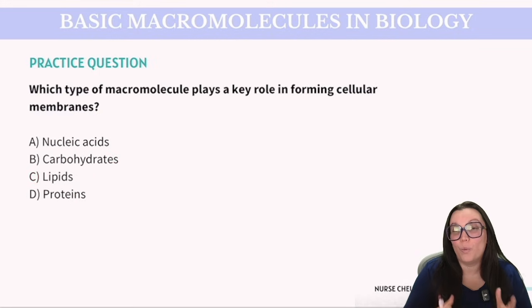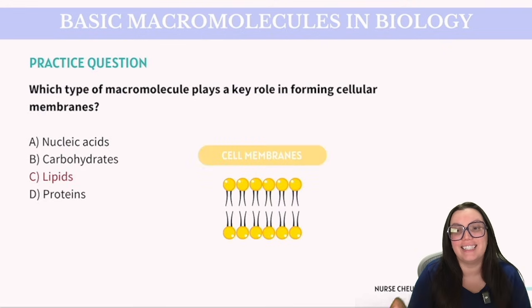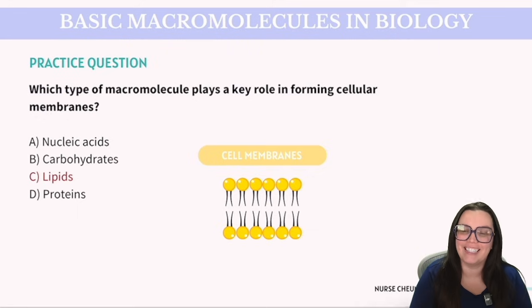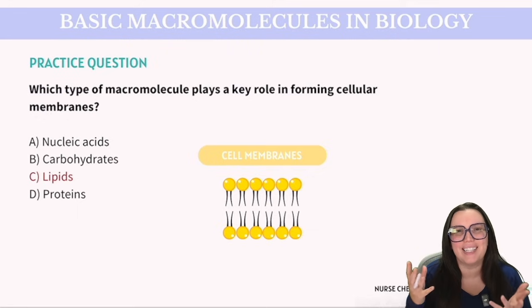Which type of macromolecule plays a key role in forming cellular membranes? Is it A, nucleic acids, B, carbohydrates, C, lipids, or D, proteins? And the correct answer is C, lipids. Lipids, specifically phospholipids, are fundamental components of cell membranes.